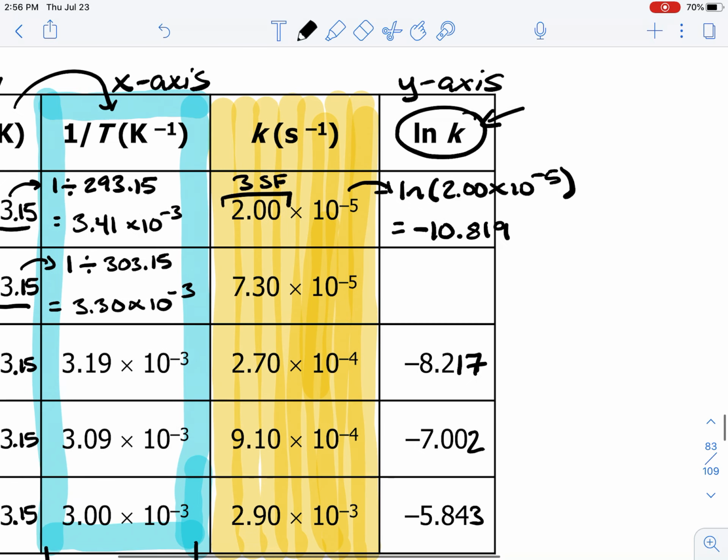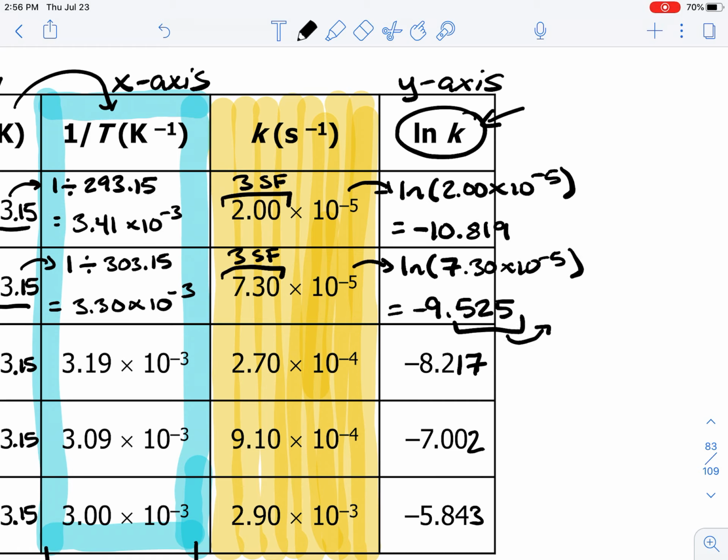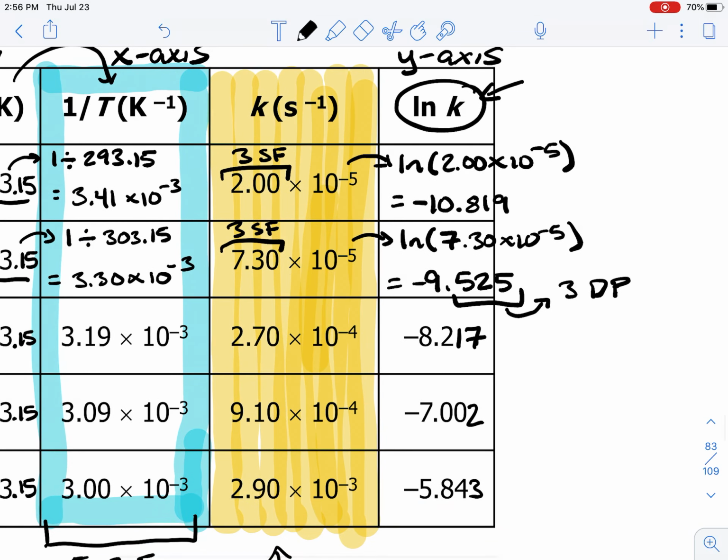And so we can go ahead and do the same for this second box that's not filled. We're going to take the natural log of 7.30 times 10 to the negative 5. And since, once again, there are 3 sig figs, we're going to record 3 places after the decimal. And so that's going to be negative 9.525. Okay, so I'll just put a little note over here. It says 3 decimal places. And the rest has already been filled in.